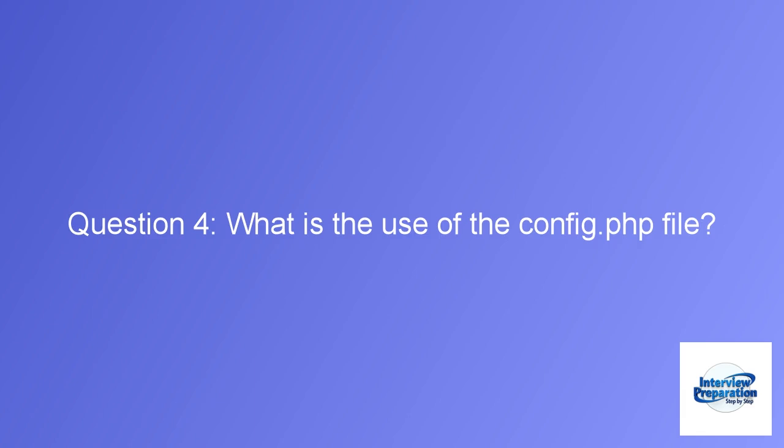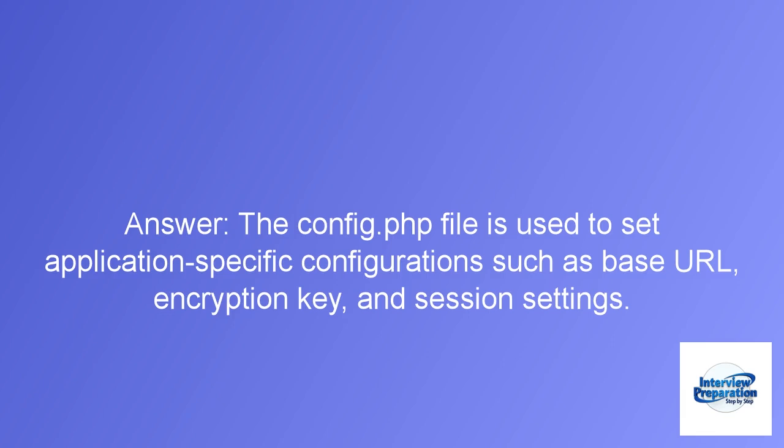Question 4. What is the use of the config.php file? Answer. The config.php file is used to set application-specific configurations such as base URL, encryption key, and session settings.